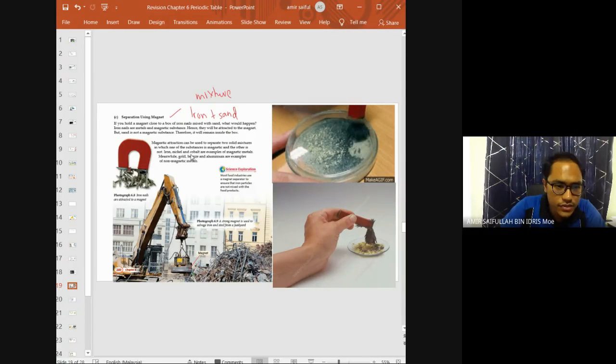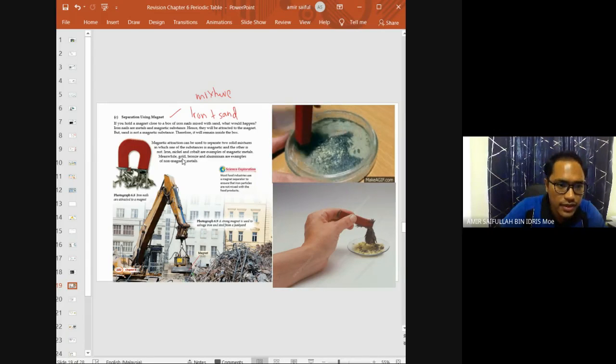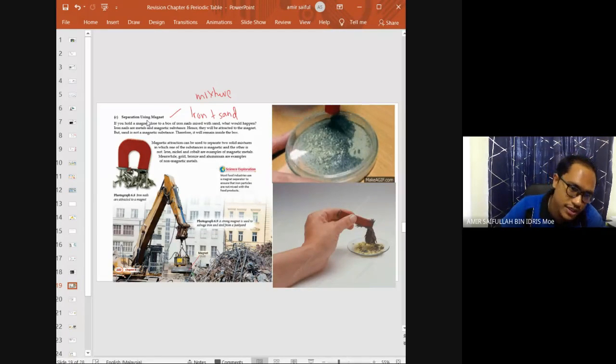There are other things also. Iron, nickel, and cobalt have magnetic properties, so when you put a magnet, they will be pulled into the magnet. But gold, bronze, and aluminium are non-magnetic. So if you have gold or bronze mixed with the sand, you cannot use this method, because this method only applies to iron, nickel, and cobalt that can be attracted to the magnet.